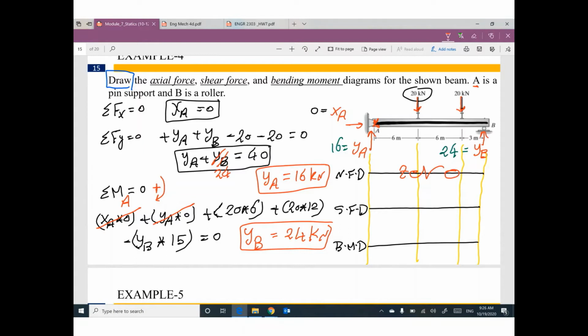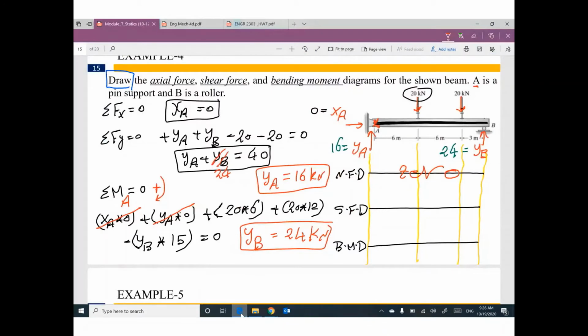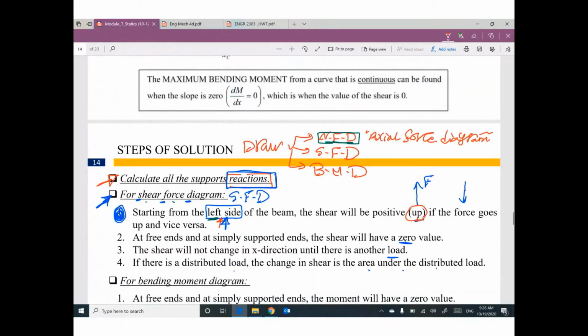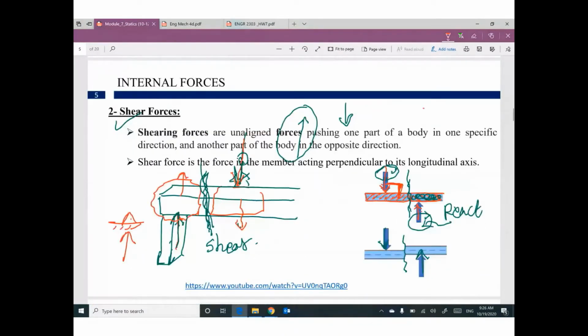Shear force diagram, the second diagram. I will go up and I will go down based on the force. But just a reminder, which force makes shear? Do you remember? Is it horizontal force? Vertical force? No, not horizontal or vertical, but the force perpendicular to the beam. The force perpendicular to the beam.